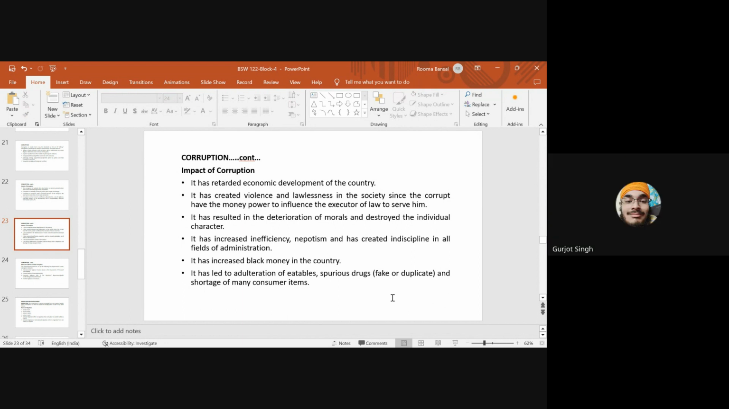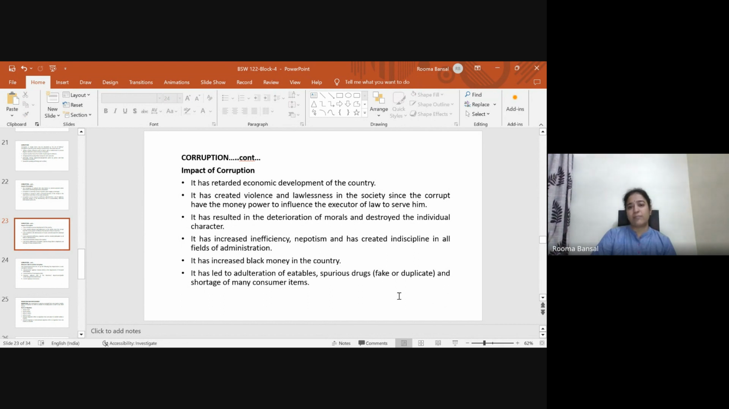Next point is, it has led to adulteration of eatables, spurious drugs, and shortage of many consumer items. Result of corruption is adulteration of eatables, means in eating items we are finding duplicacy or adulteration. Spurious drugs means drugs which are very necessary or very important for the society or general people, we find fakeness and duplicacy or adulteration, and shortage of many consumer items.